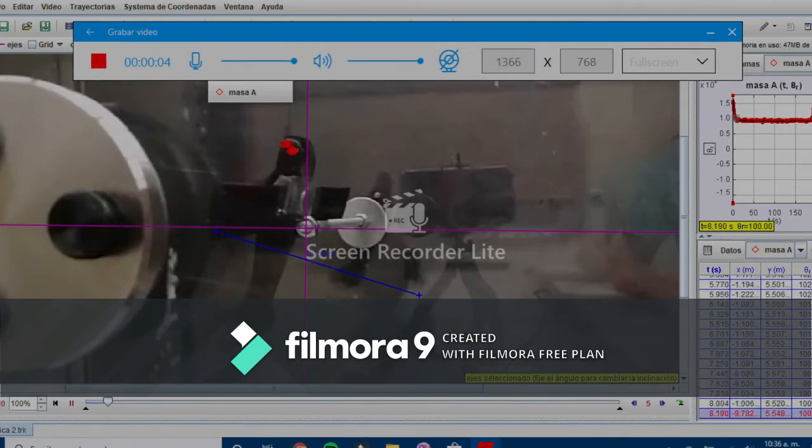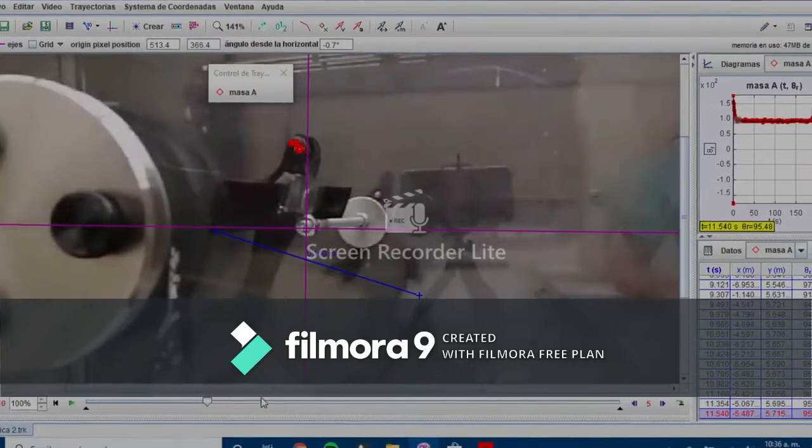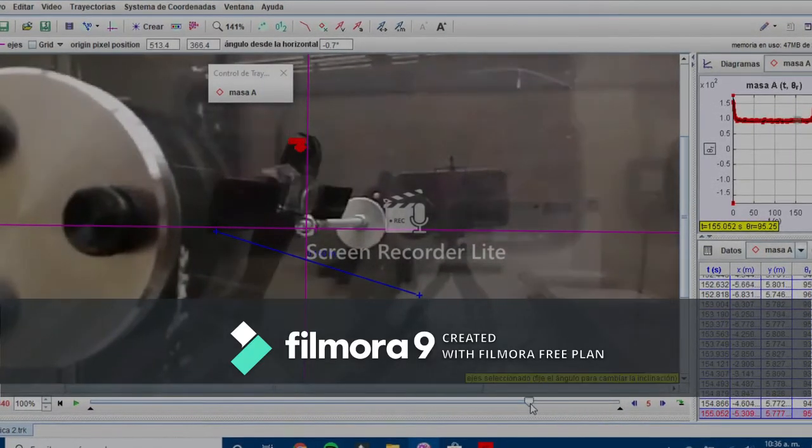The next part of the practice is to import the video that we filmed into the software Tracker. This is going to help us analyze the angle of attack that the aircraft had, to understand what happened with the movements of the aircraft and what type of stability we had.